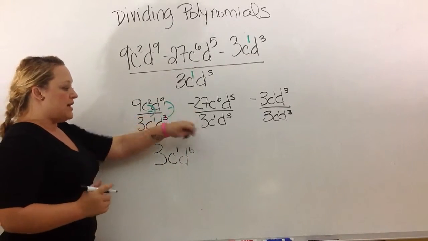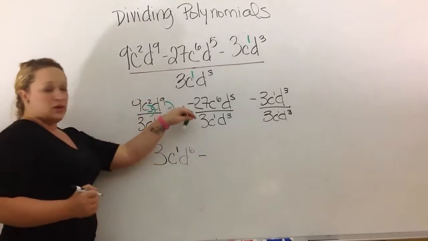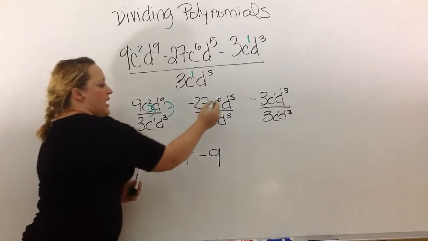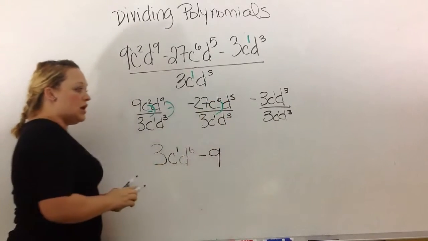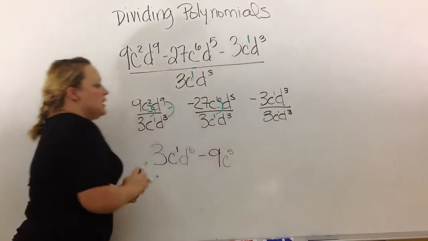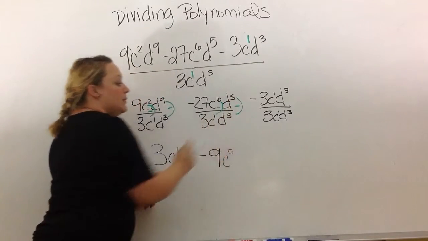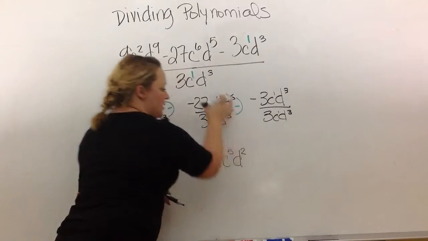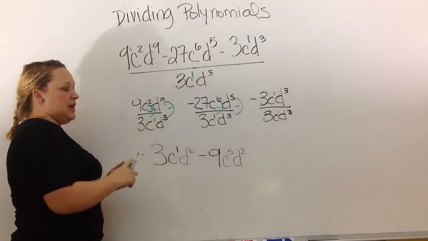Negative divided by a positive is a negative. 27 divided by 3 is 9. Now I have C6 minus C1, which would be C5. And I have D5 minus D3, which gives me D2. This problem's finished. Now I'm going to go to the end.